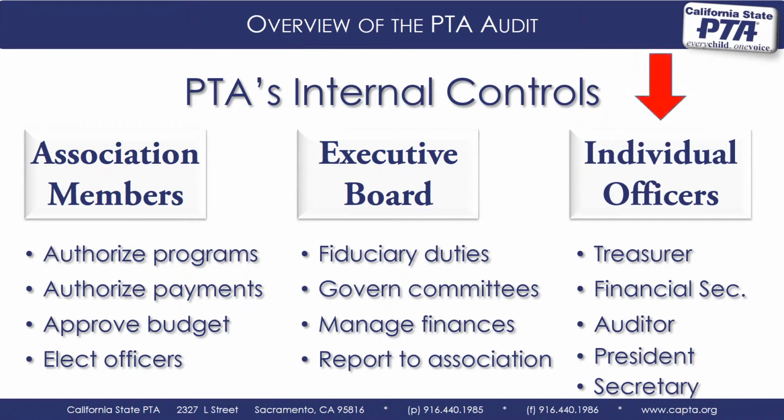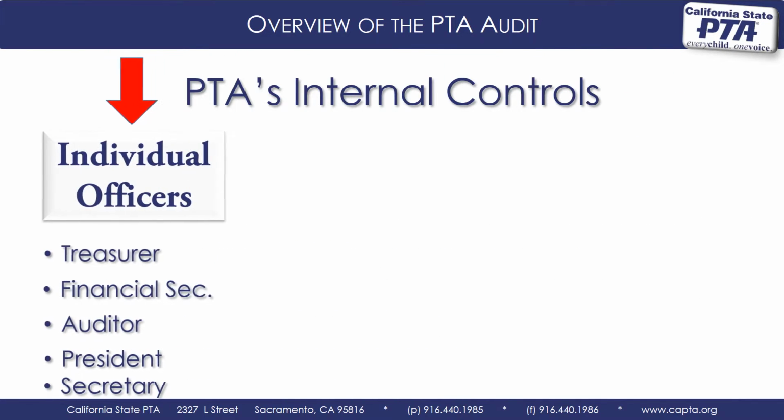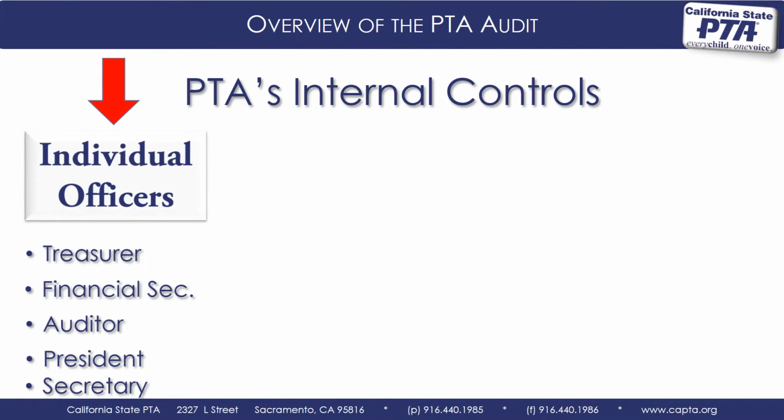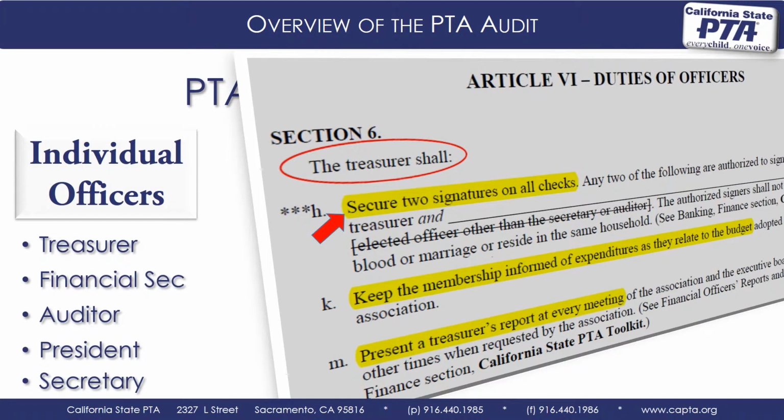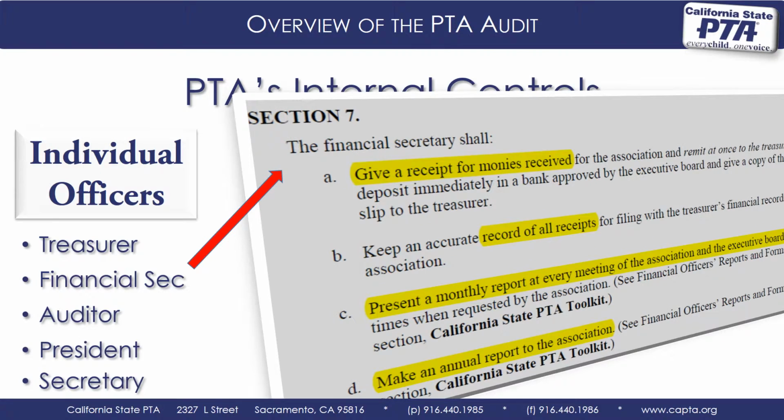The executive board and auditor should be familiar with PTA internal controls that pertain to individual PTA officers. The treasurer prepares all payment authorization forms and pays all bills as authorized by the executive board or association. The treasurer secures 2 authorized signatures on all checks, keeps the membership informed of expenditures as they relate to the budget, and presents a treasurer's report at every board and association meeting. The financial secretary gives a receipt for money received, records all receipts, presents a report at every board and association meeting, and makes an annual report to the association.